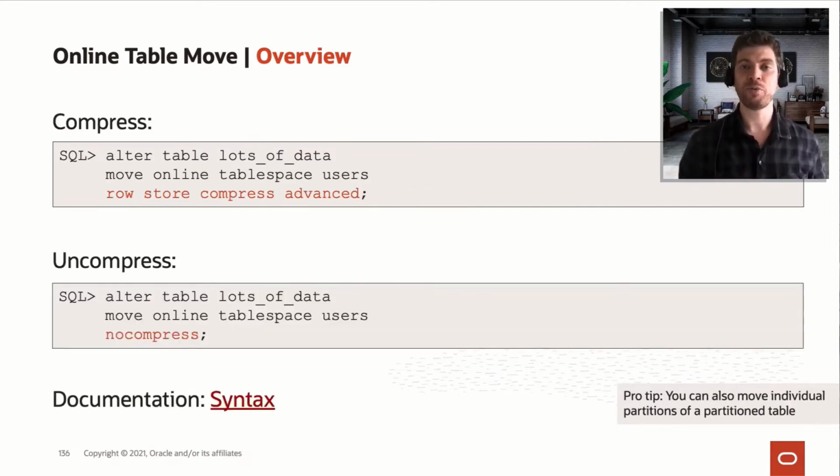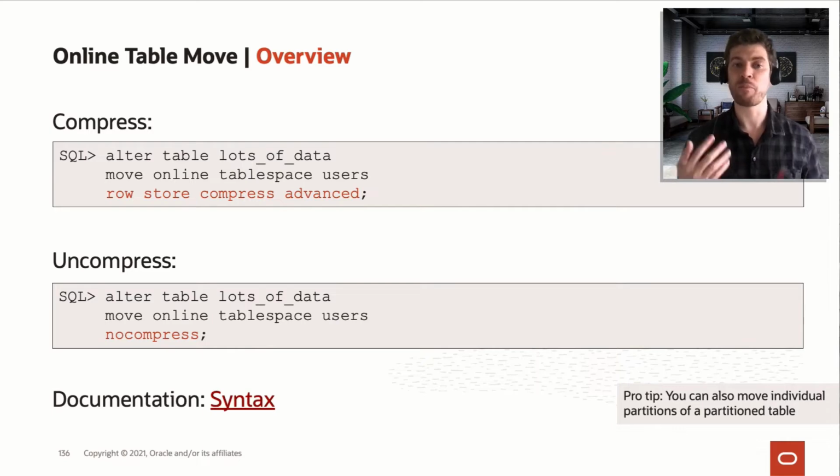Another thing you can do with online table move is to compress a table on the fly or uncompress it. So in the first example here, we see that we are adding the COMPRESS ADVANCED clause. And in the example below, we are removing the compression for that table.